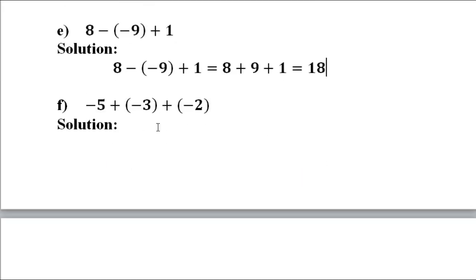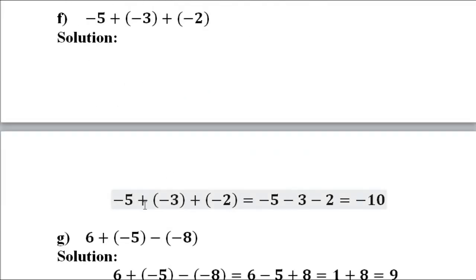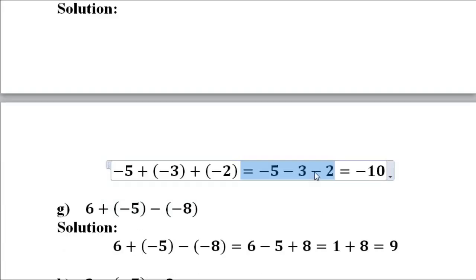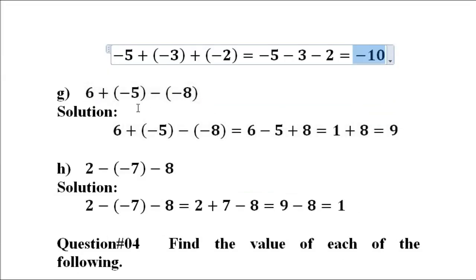Moving on to the sixth part, we have -5 plus -3 plus -2. I will multiply the first positive sign by -3, which results in -3. Then I will multiply the positive sign by -2, which results in -2. Since all three numbers have negative signs, therefore we will add them, but the result will have a negative sign, that is -10. The seventh part of the question is 6 plus -5 minus -8.